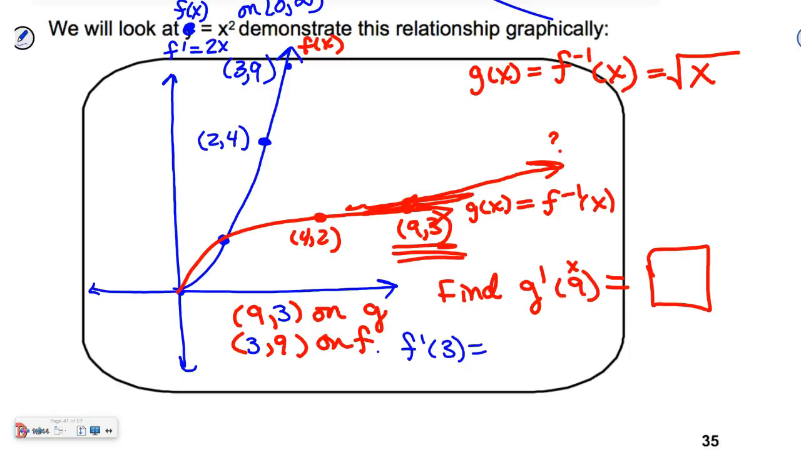2x, right? So what's f prime of 3? Basically, I'm asking you, what's the slope of this tangent line here? F prime of 3 is going to be what? 6. Yeah, if f is x squared, its derivative is 2x. At 3, that would be 6.